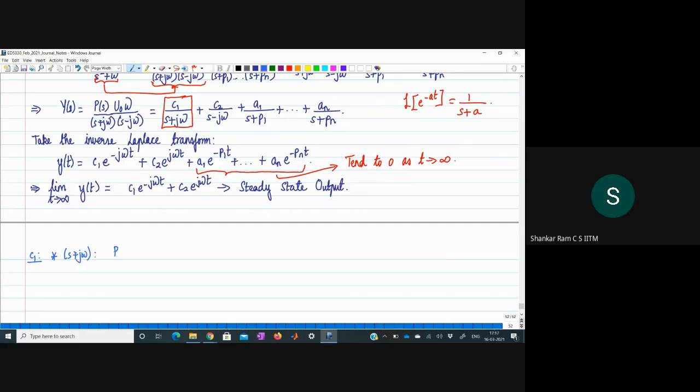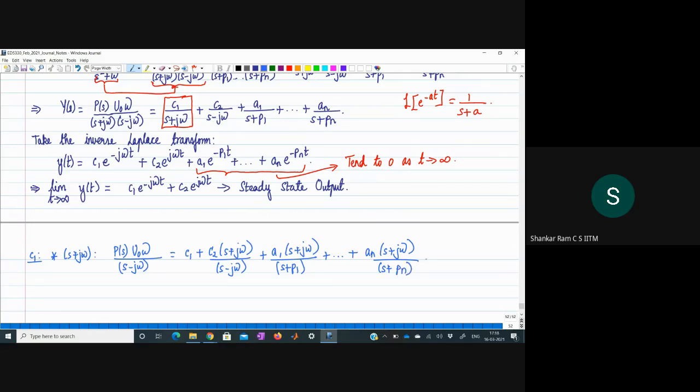Then what do we have? We have P of s, u naught omega. If we multiply by s plus j omega, we will be left with only s minus j omega in the denominator. Then that will be equal to C1 plus C2 (s plus j omega) divided by (s minus j omega) plus A1 (s plus j omega) divided by s plus C1, and so on.